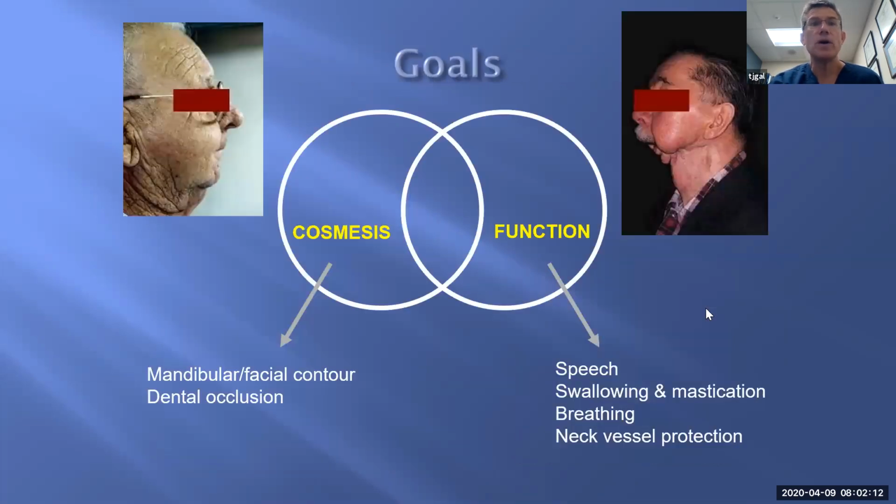So the goals are a conglomeration of cosmesis and function. Cosmesis, we're talking about facial contour, certainly dental occlusion, and then we're trying to optimize speech and swallowing, and certainly in cancer surgery, neck vessel protection.